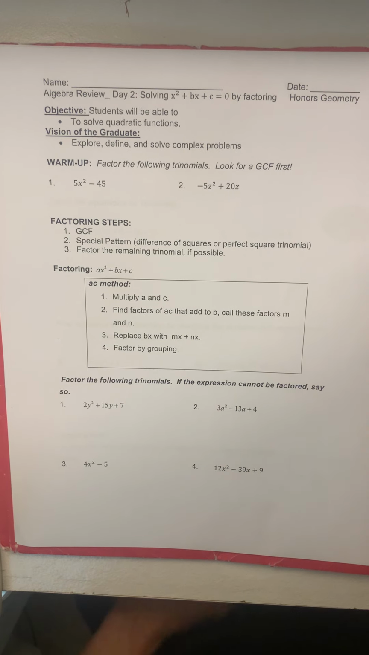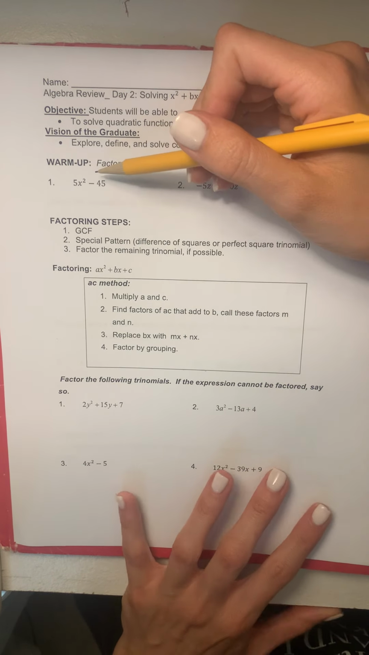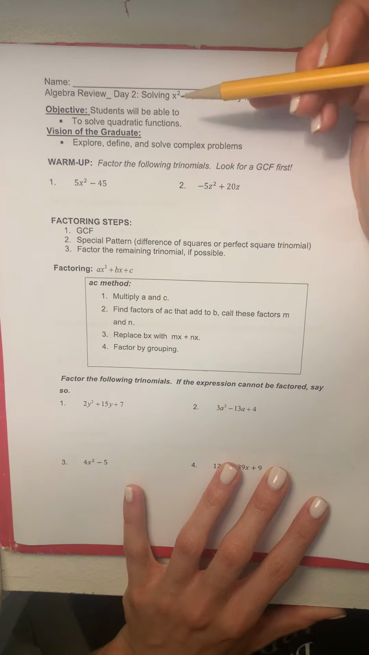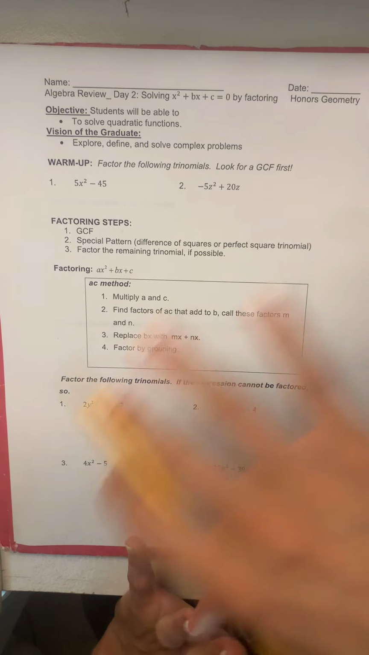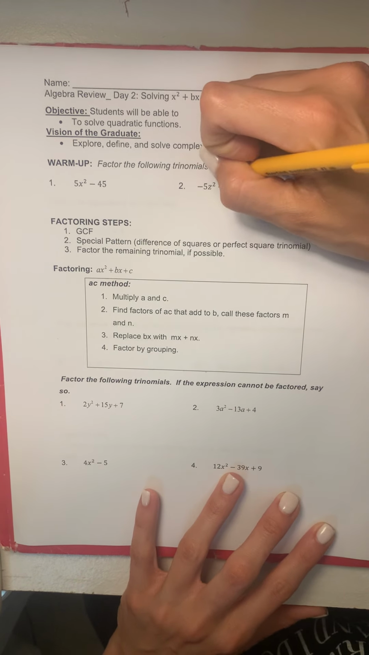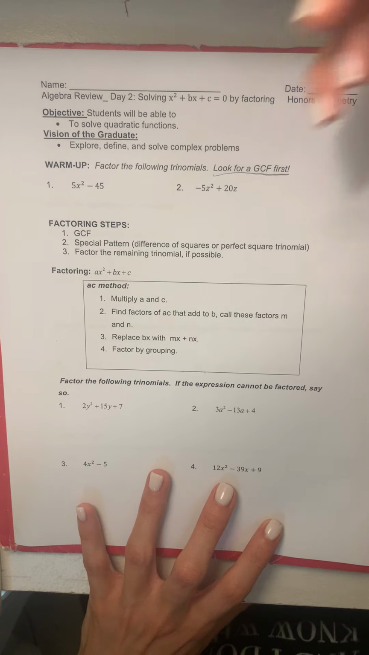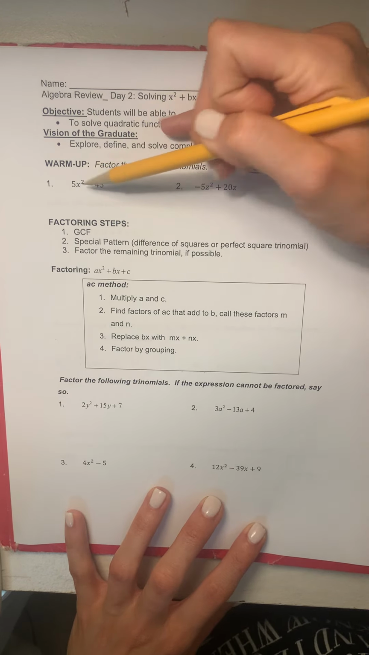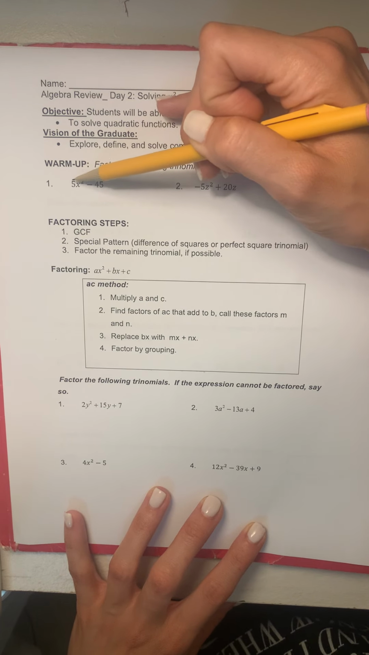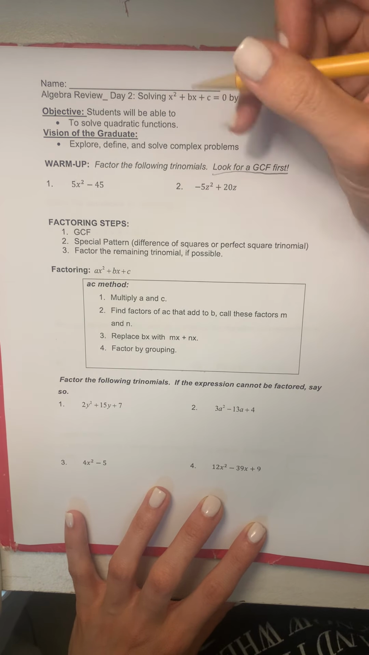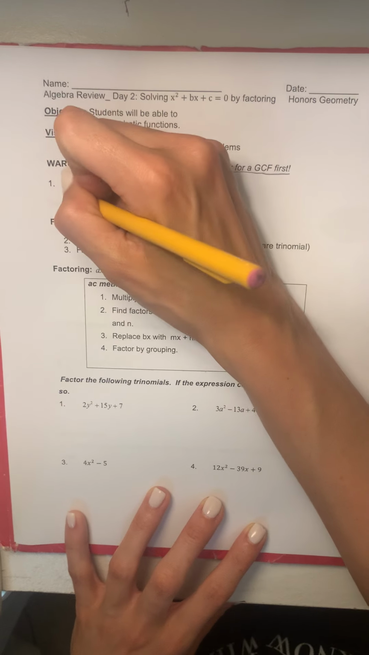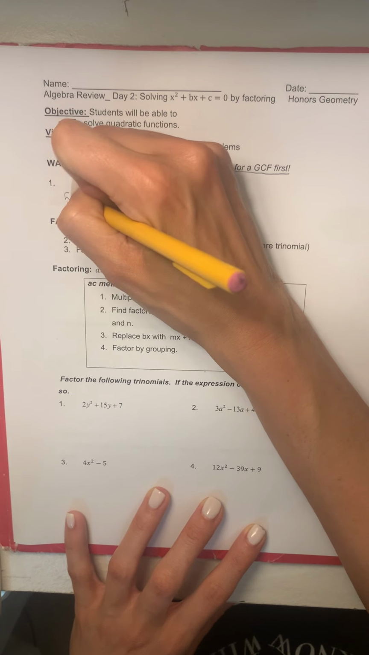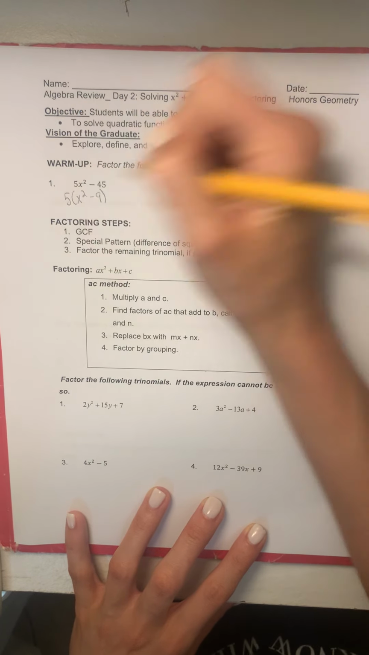First off, for your warm-up, you guys can pause and try this on your own, but I do want to just go over this. Whenever you are factoring, you always want to look for a GCF first, okay? So in the first example, I have 5x squared minus 45. I'm looking for something that I can divide 5x squared and 45 by. And in this case, that's going to be the number 5. And that's going to leave me with x squared minus 9.